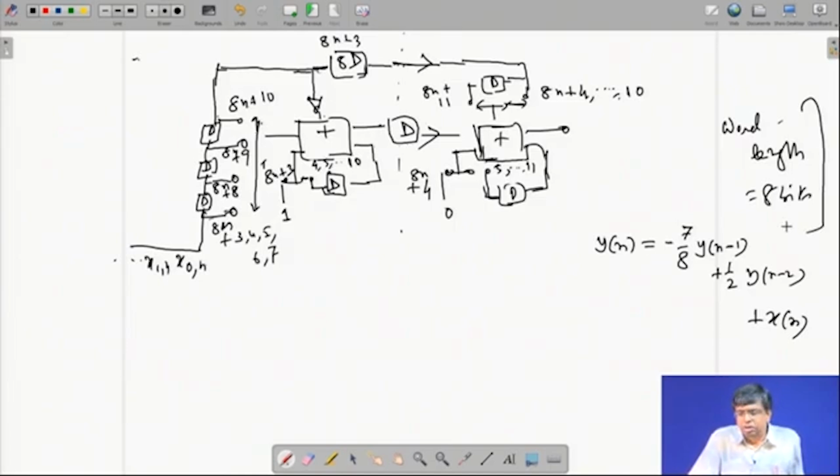Okay, and we'll go for a realization. And at that time we'll also discuss that realization may or may not be possible depending on the word length and also the coefficients and other things. Okay, that we will do in the next section.